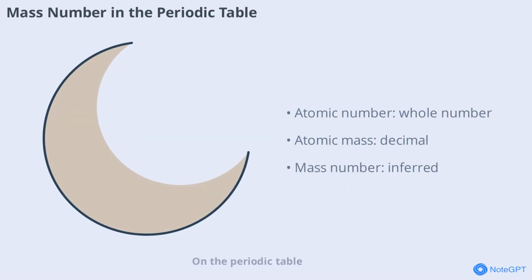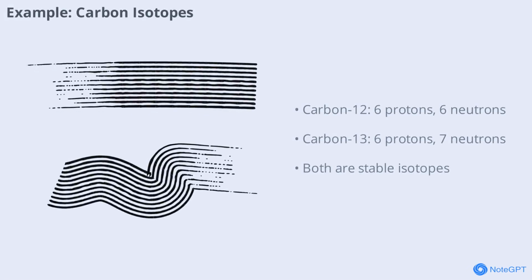On the periodic table, you'll notice that each element has an atomic number and an atomic mass. The atomic number is always a whole number, but the atomic mass is often a decimal. The mass number isn't shown directly, but you can use the atomic mass to estimate the most common isotope's mass number for each element. Let's look at carbon as an example.